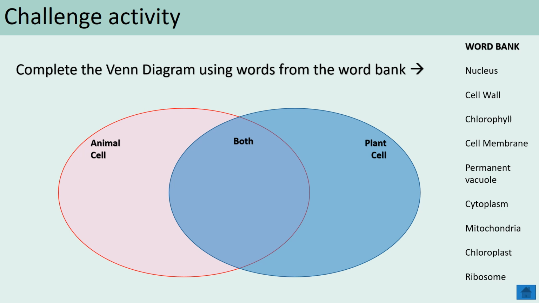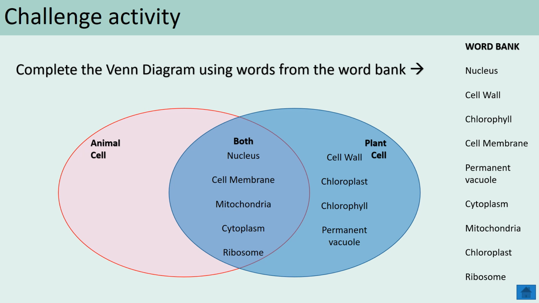Okay, hopefully you had no problems with that. I'm going to put the answers now on the slide. So as you can see, there are no structures in the animal cell that you wouldn't find in the plant cell. There are many structures that you find in both of them, so the nucleus, the cell membrane, mitochondria, cytoplasm, and ribosomes. And the structures that you will only find in a plant cell is the cell wall, chloroplast, chlorophyll, and permanent vacuole. Now, the chlorophyll is the pigment that you find inside the chloroplasts, and it's that pigment that absorbs the light.